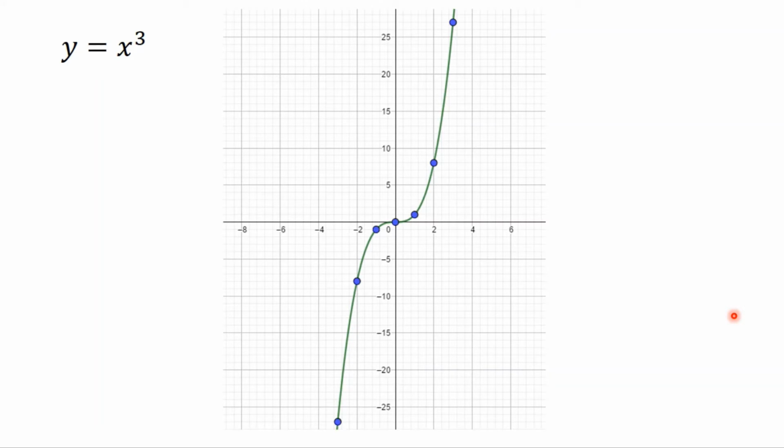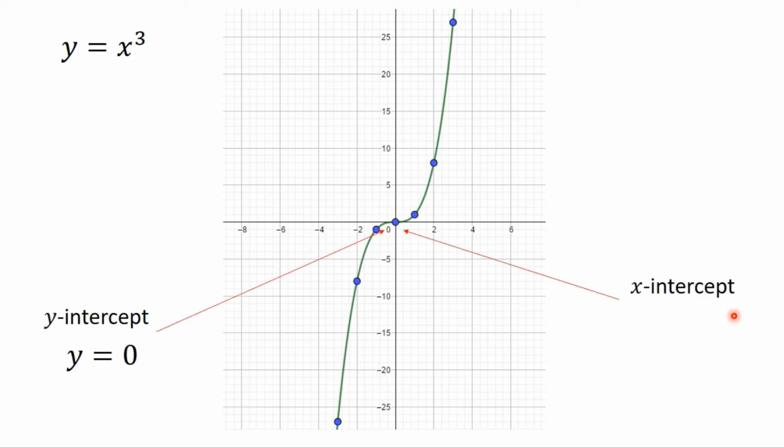So that would be an example of a cubic graph. This is the graph of y equals x cubed. Now for this, we're not going to be looking at as many key features as we did for quadratic graphs, but we still know where the y-intercept is, in this case 0, and the x-intercept, in this case 0.